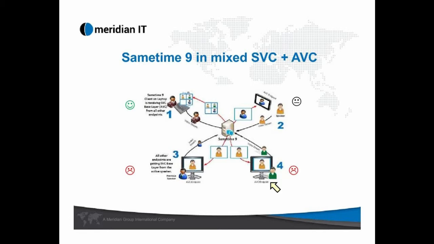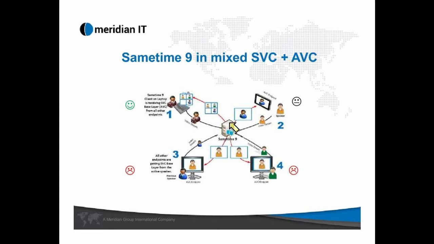Could be an older endpoint, anything that doesn't support SVC, and there are a couple of room systems out here. So when the speaker starts speaking, because he's an AVC-only endpoint, he's going to send his image, and the SVC client, the guy who's going to be happy, is going to be able to see individual streams from the other 3 participants. Everybody else, because they're AVC only, is only going to get what they call voice switched. So the active speaker is going to be visible, not this continuous presence layout. If continuous presence layout is important to you, then you have to be very aware of what happens using the native Sametime 9 environment.